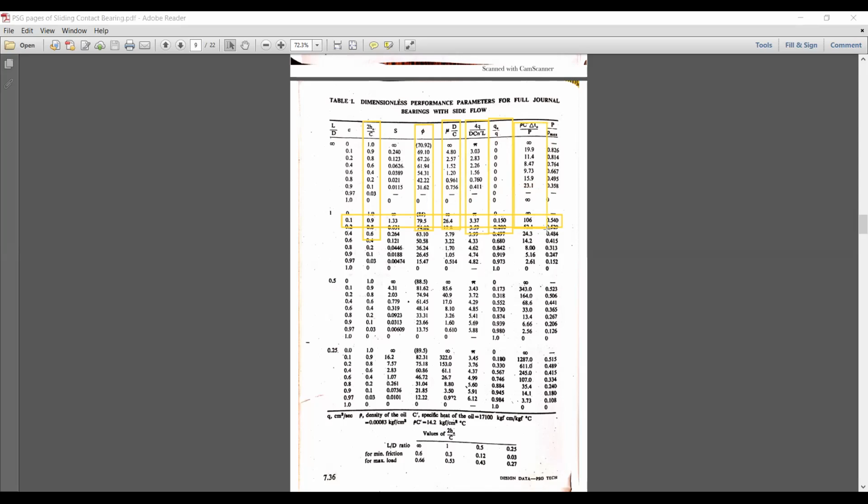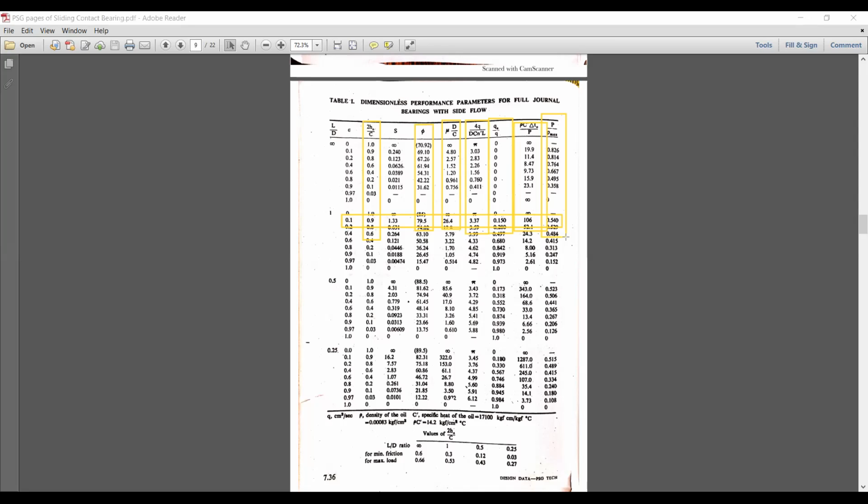The ratio of rho c' delta T0 divided by P is equal to 106, and the last ratio, P divided by P max, is equal to 0.54. So these are the dimensionless parameters which we can easily find based on only two values: the Sommerfeld number and the L by D ratio. अगर हमारे पास ये दो values हैं तो हम लोग कोई भी dimensionless parameter find out कर सकते हैं.